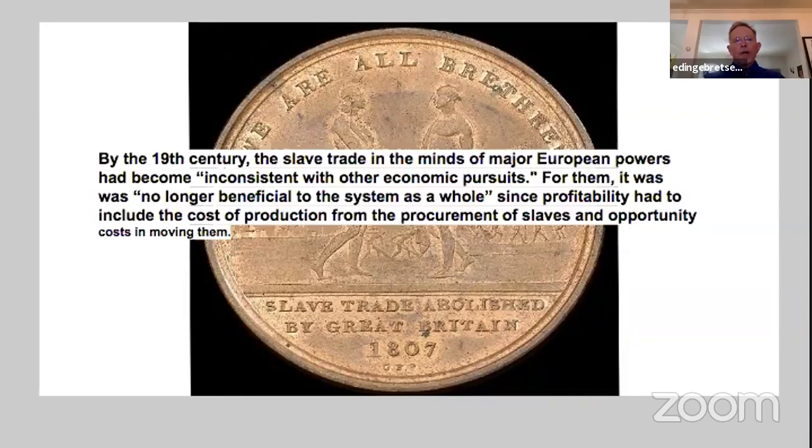So that in the United States, they could end the traffic in international enslavement because domestically they were producing enough enslavement from their own, quote, product. I'm sorry to put it that way. By the 19th century in Britain and Europe, the slave trade in the minds of major European powers, quote, had, again, become inconsistent with other economic pursuits.